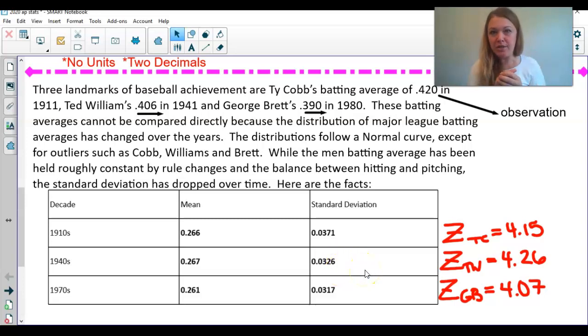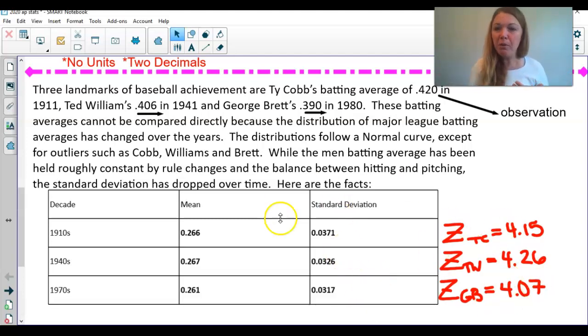Now, a couple things I should tell you though. When you find a z-score, you must show your work. Okay. I know it's super easy just to punch it into your phone or into your calculator, but you must show your work on the AP test. Also, your interpretation needs to be in context.